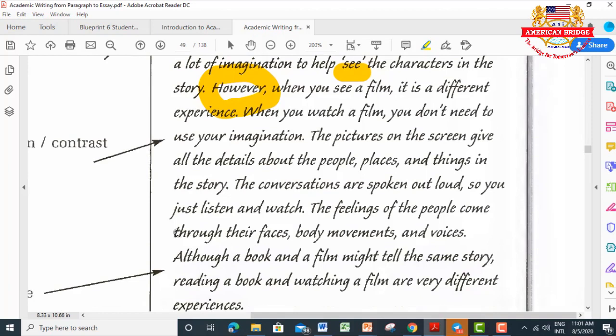We have another keyword, the word although, or through their face.